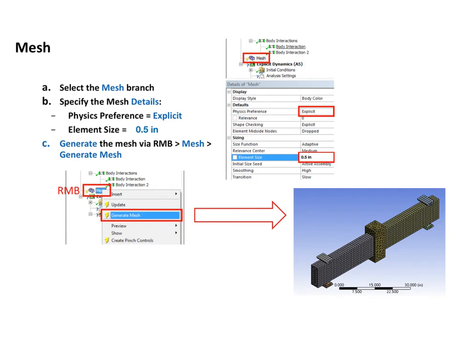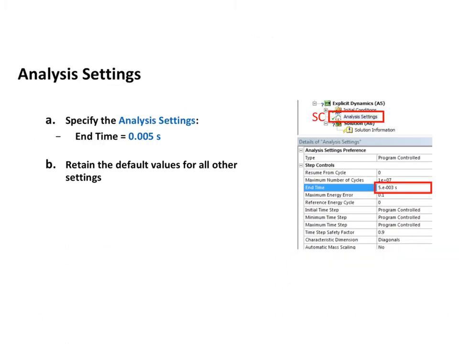For our explicit analysis, we need to turn the physics preference into explicit, and the element size needs to be bigger, so we set the element size as 0.5 inch. For the purpose of shortening the operation time, I set the end time as 0.005 seconds.